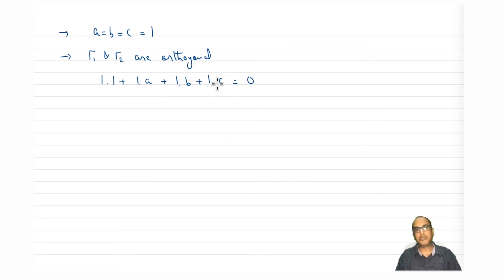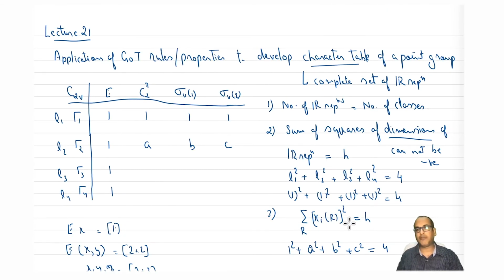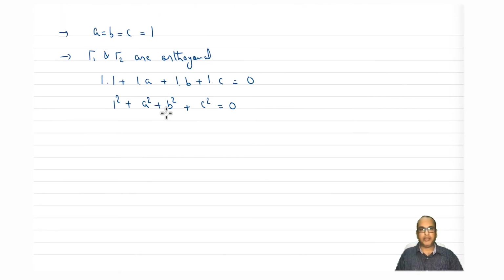Now what are the options to solve this equation? And we know that 1 squared plus A squared plus B squared plus C squared also holds. So now we have 3 unknowns and 2 equations. This is the orthogonality condition, and this is the condition where I said that the sum of the squares of characters should be equal to the order of the group. So solving this, how do we solve this?